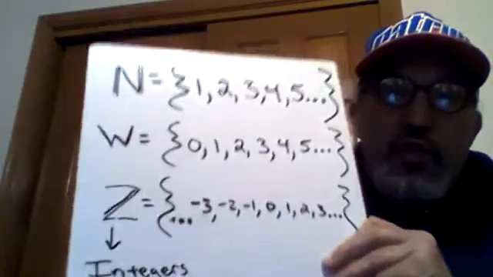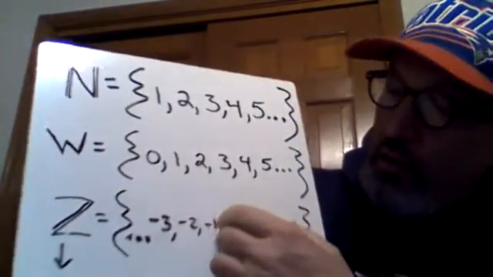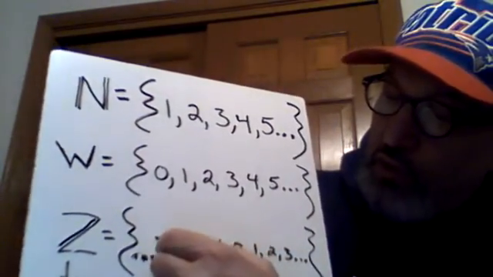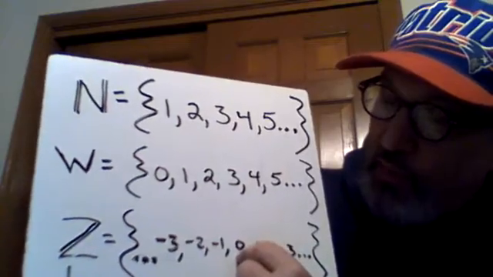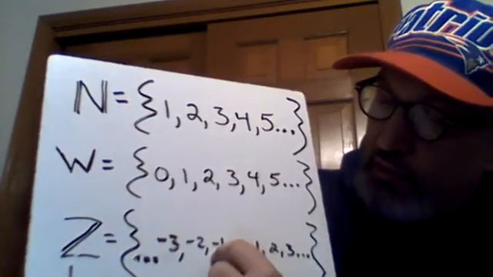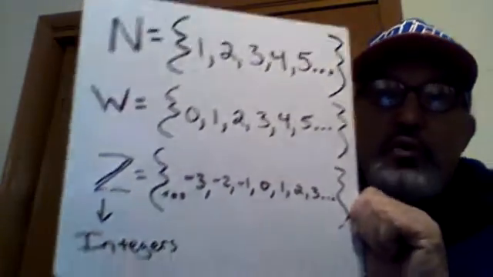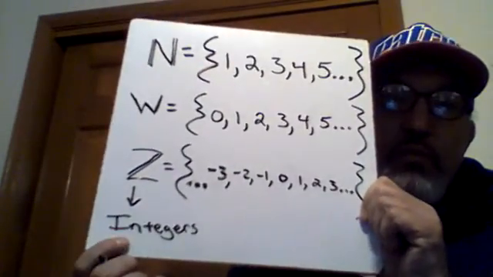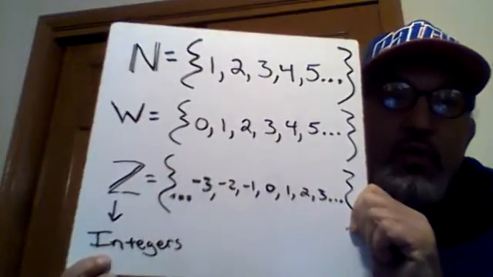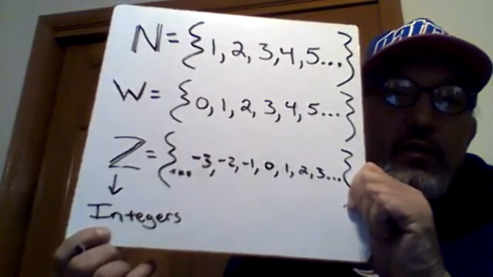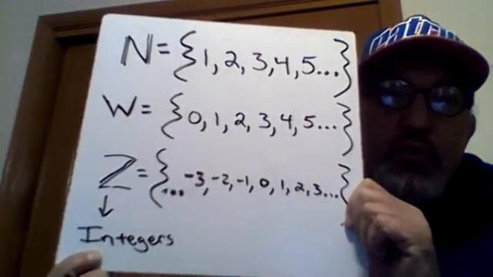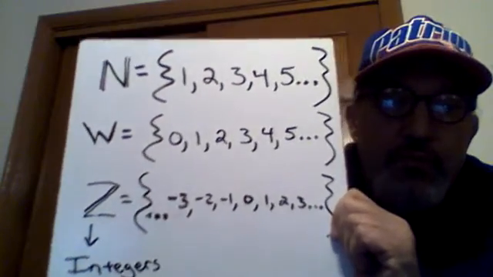So as you can see, the integers are nothing more than the whole numbers together with their opposites. 0 is its own opposite. The opposite of 1 is -1. The opposite of 2 is -2, and so on. A very important vocabulary word and collection of numbers for middle school students, the integers.